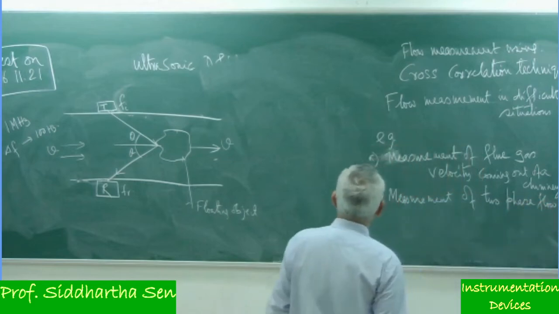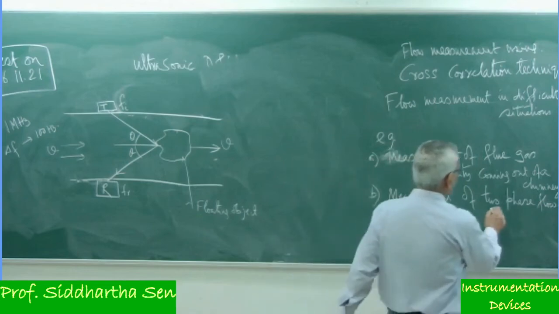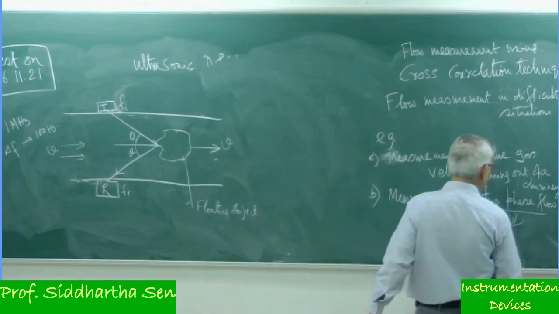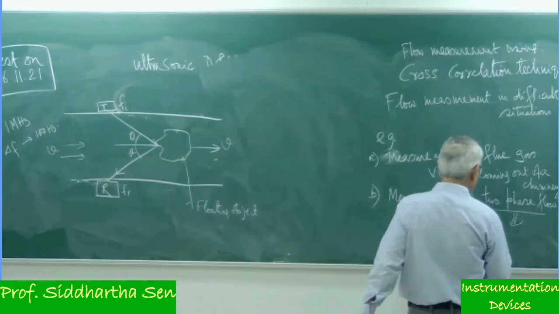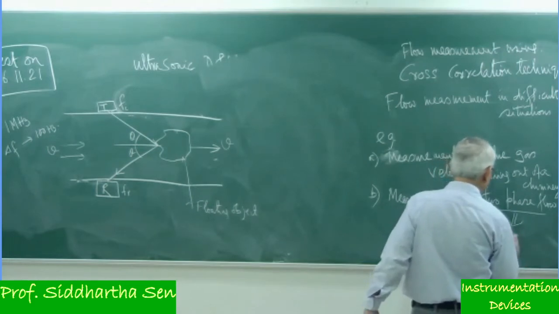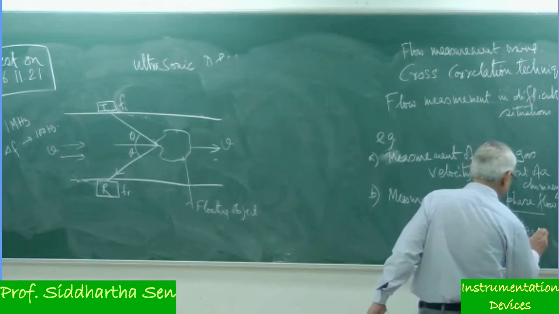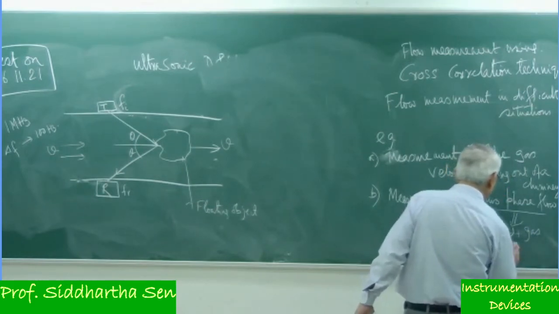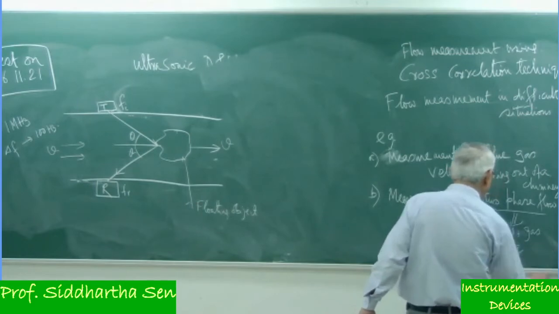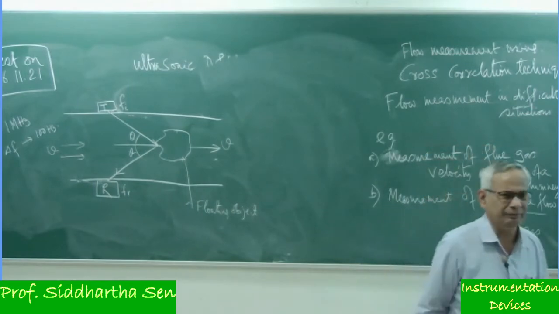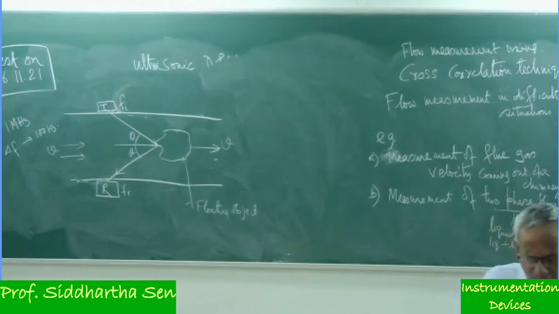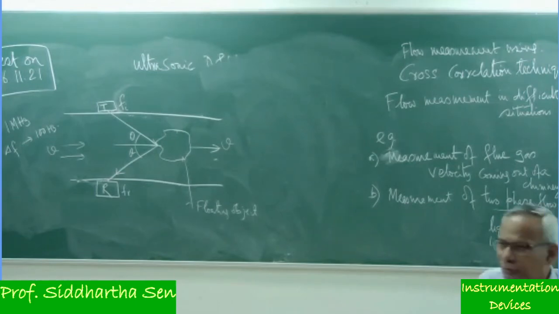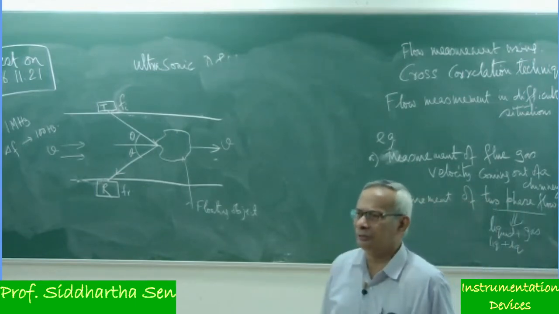What is a two-phase flow? Two-phase flow is basically a combination of two phases, that is liquid plus gas, or liquid plus liquid. So liquid plus gas means some bubble is going on in the area. So it is a flow rate of liquid plus gas. It could be liquid plus liquid.